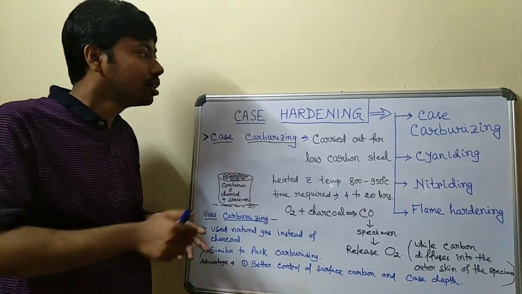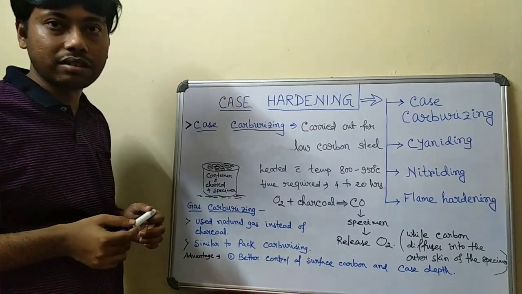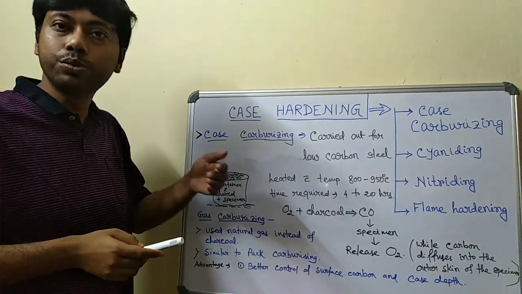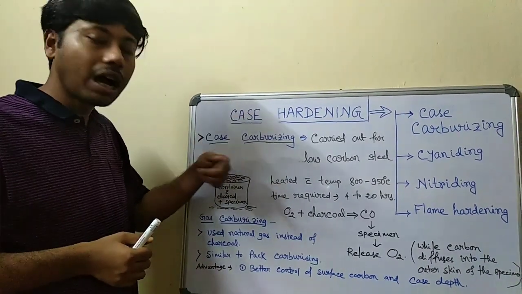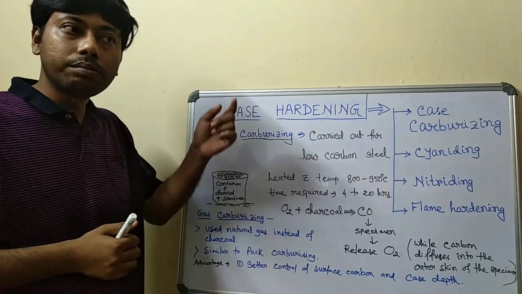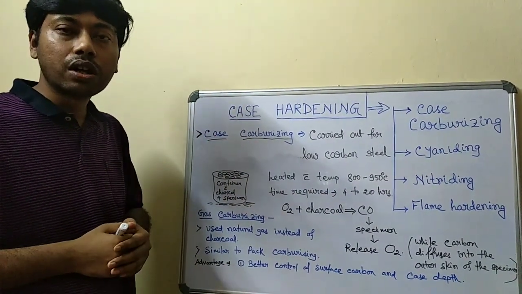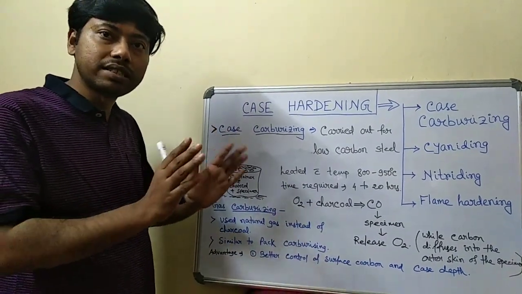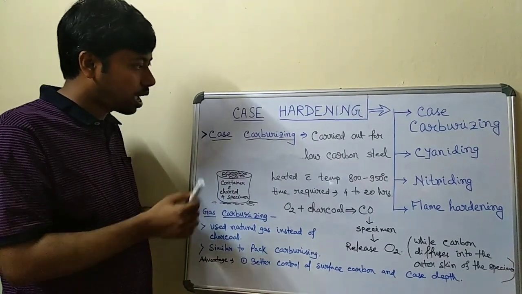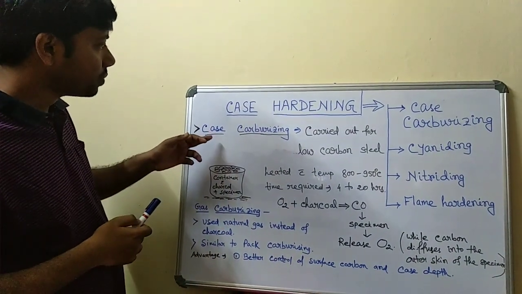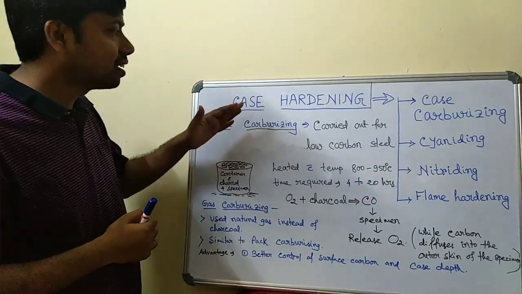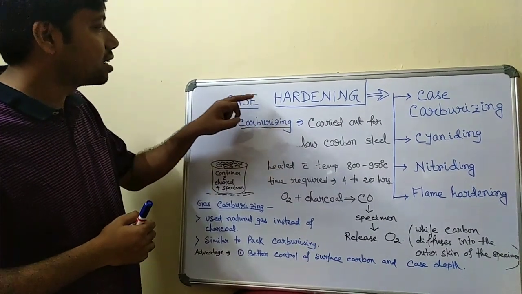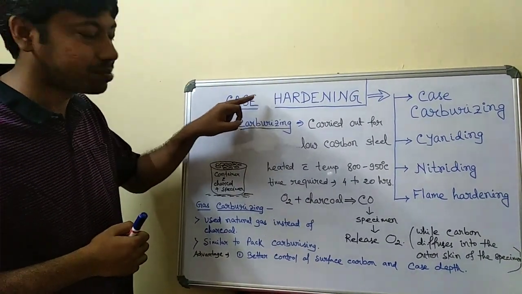As the name suggests, case hardening is used to increase the hardness and strength, to improve the mechanical properties for the outer surface only. But the other heat treatment processes improve the mechanical properties for the entire metal. So that is the basic difference. Now go to the next picture. Case hardening, as the name suggests, is hardening that is done in the case section, meaning the outer section.